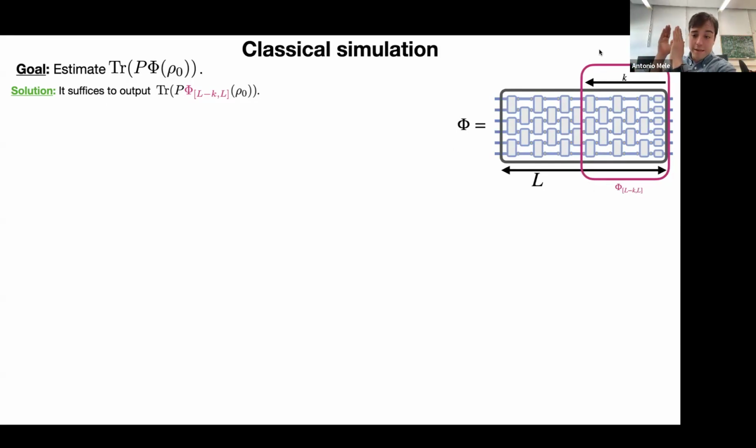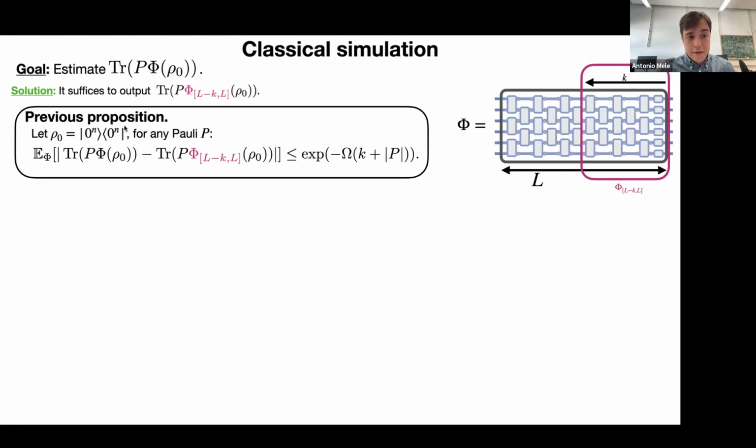You truncate your circuit to the last k layers, with k picked according to the precision that you want to estimate, and you just compute this quantity for rho 0, that, for example, is |0><0| tensor n, and this suffices. Just truncate your circuit to compute your Pauli expectation value. Now we'll see why this can be done efficiently for constant or inverse polynomial precision.